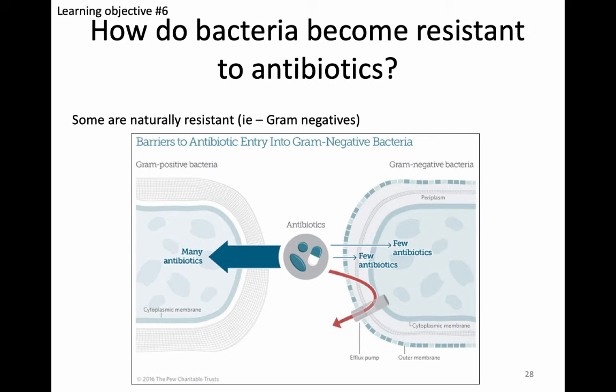We also have some microbes which are just naturally resistant to antimicrobials. An example of this is gram-negative bacteria, because they have a double plasma membrane. They have the cell wall and they have the periplasm, which is the space in between all these layers. Some antibiotics can't get into the interior of a gram-negative. So typically gram-negative bacteria are much more difficult to kill than gram-positive.